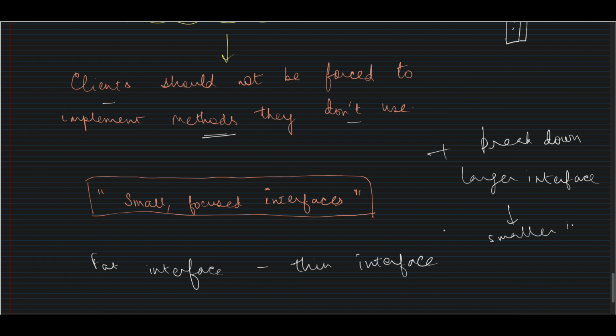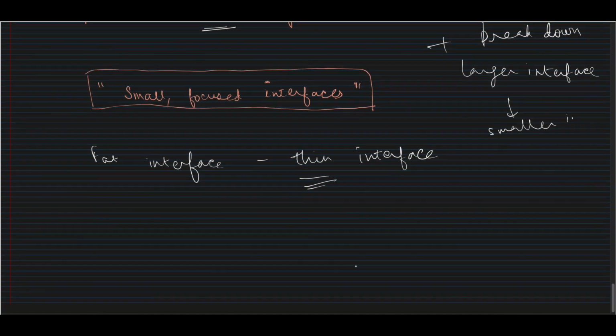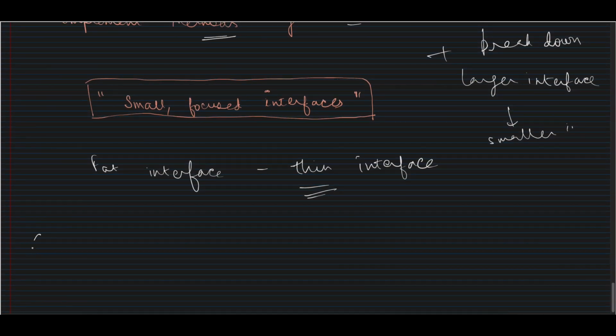This is the whole point the interface segregation principle is trying to say. It's okay if you have a fat interface with additional bloated functionality, but try to break it down, segregate it, and make multiple thinner interfaces. That's it. Now let's give a code example.